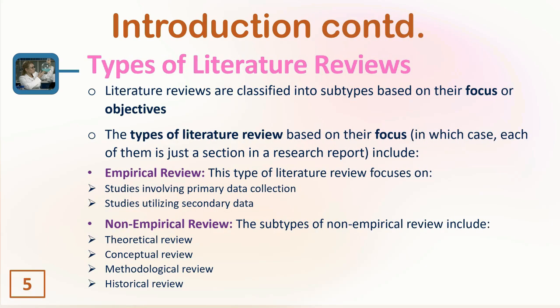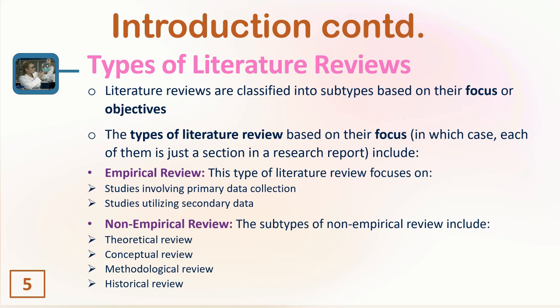Literature reviews are classified into subtypes based on either their focus or their objectives. The types of literature review based on their focus include empirical review. This type of review focuses on studies involving primary data collection, which includes surveys, experiments, interviews, and other first-hand data gathering methods. It also includes studies utilizing secondary data. This involves analysis of pre-existing data sets, archival records, or systematic data compilation.